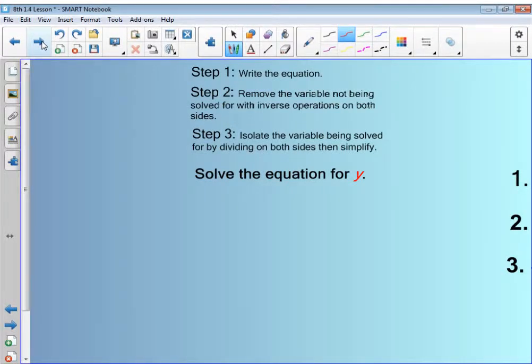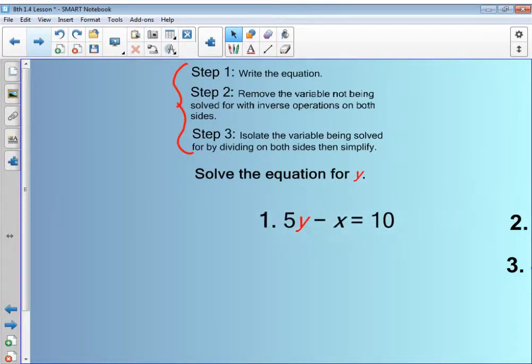Okay, so I've written the steps up here. I've already gone through them multiple times. Okay, so I'm going to pull our first question out, and we're going to solve for y in all of these. Now, eventually they may ask you to solve for different things, but for now, we're going to solve for y.